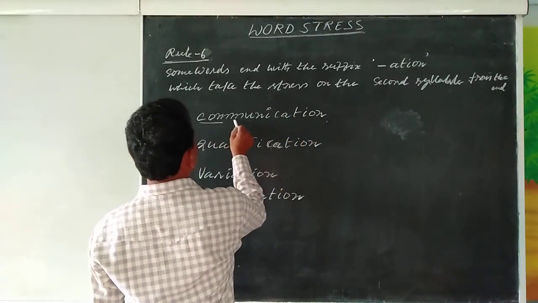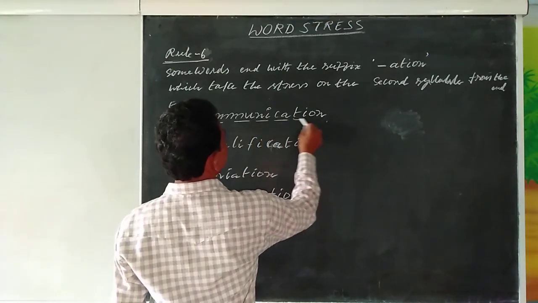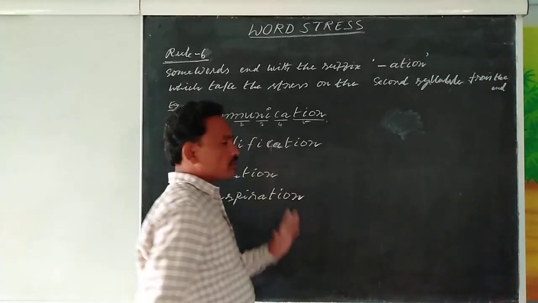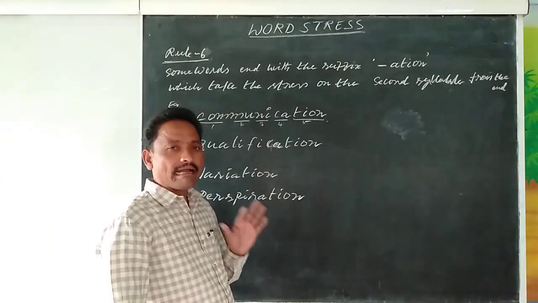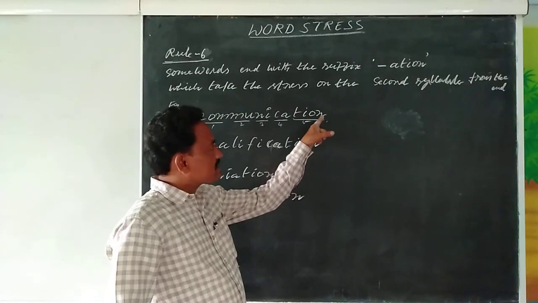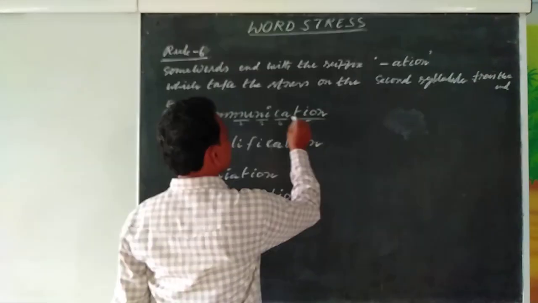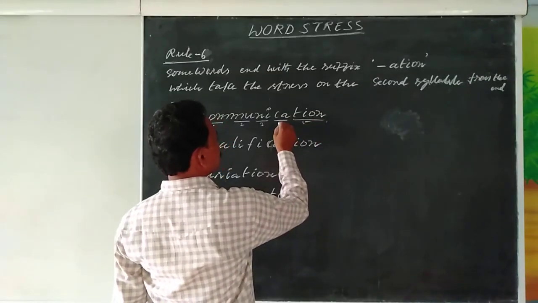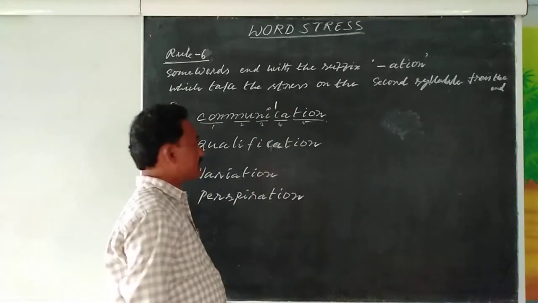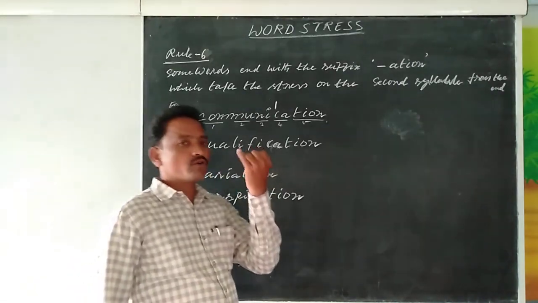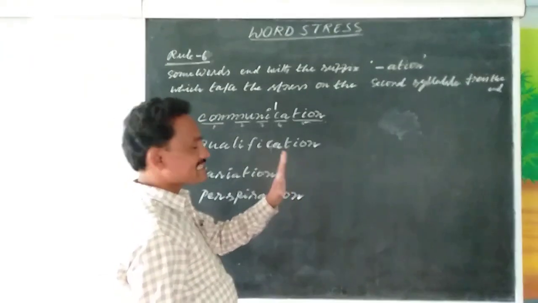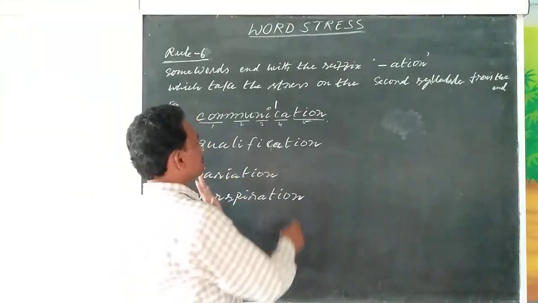So, communication. Together 1, 2, 3, 4, 5. So the word communication has 5 syllables. Now the question is the second syllable from the end. 1, 2. Second syllable from the end. This one. So stress is here. Likewise, qualification. Here also 5. Second from the end.